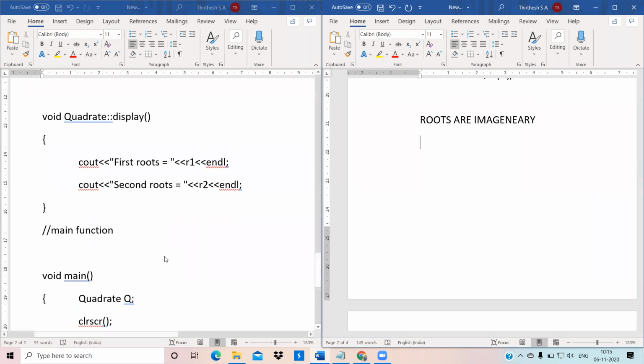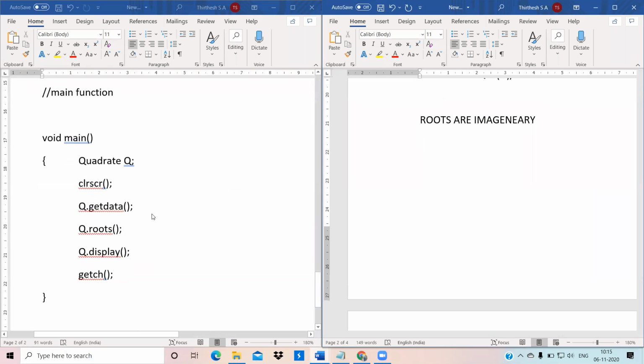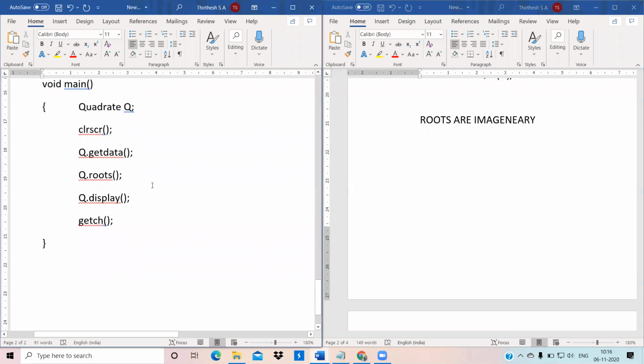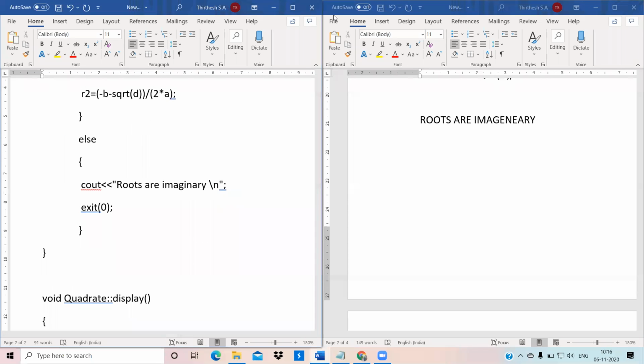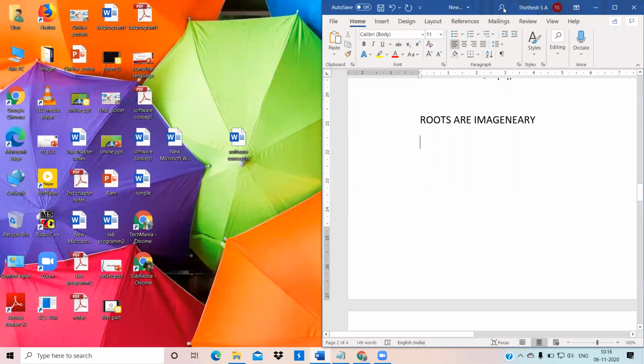Okay, next you're going to write the main function where you're going to create an object for a class, quadrat q, clear screen, q dot get data, q dot root, q dot display, and get ch. Finally you're going to end the program. This is your program, how we are going to work on imaginary roots. So now let us check that program once.